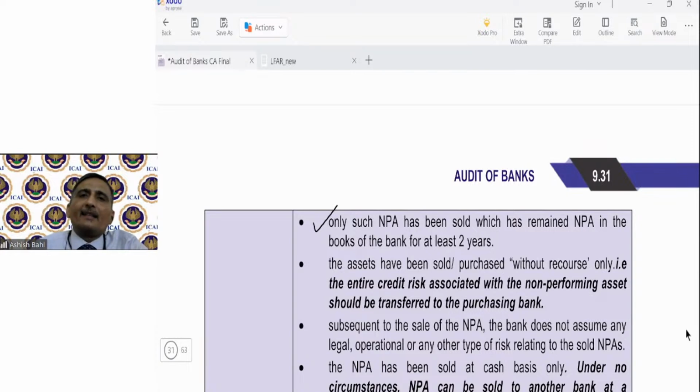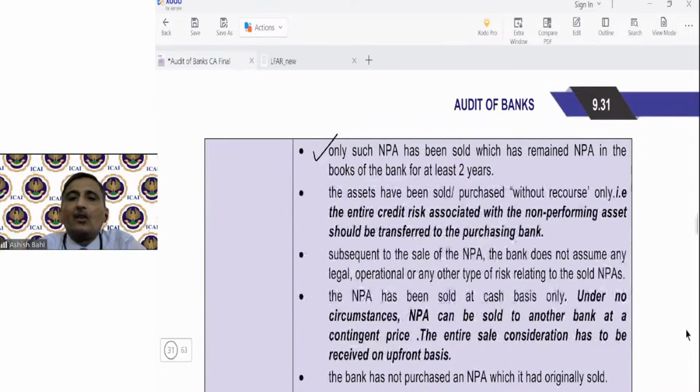And when a bank sells an NPA, all the risks related to it have to be removed. It should not be conditional. All the credit risk related to the NPA has been transferred to the purchasing entity, and the bank does not assume any risk pursuant to the sale of NPAs.